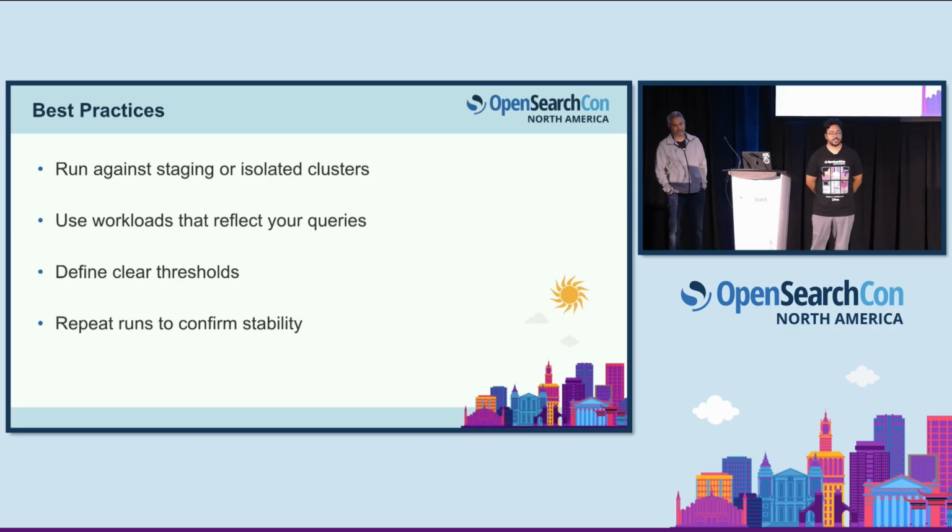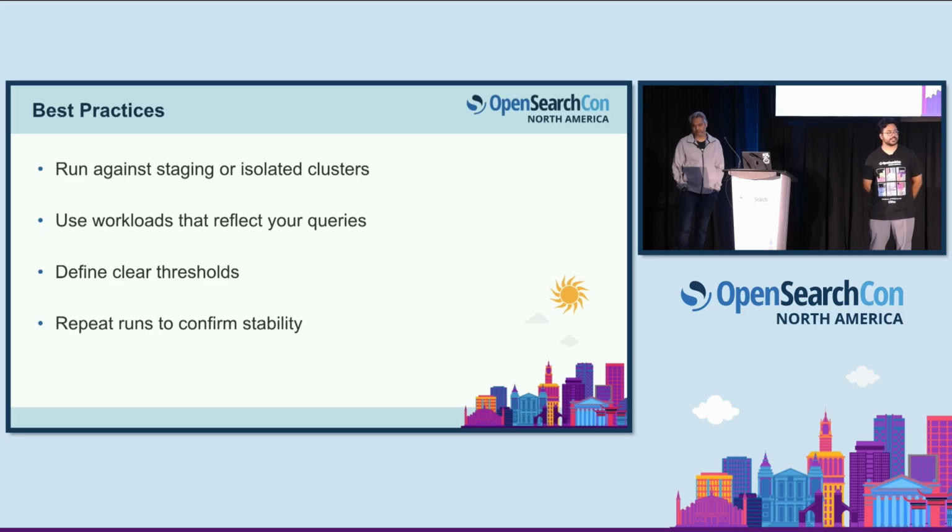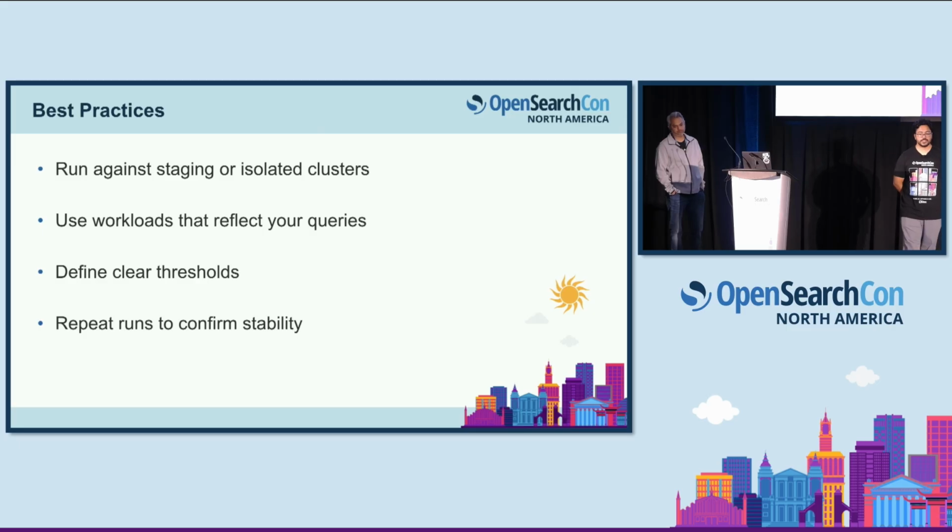We've got a few best practices here, just some high-level tips. We recommend running against staging or isolated clusters, to help reduce any outside noise that might affect the test. Use workloads that reflect your queries. This is a little more obvious, but you definitely want to reflect your production environment as best as you possibly can. Have clear thresholds defined, so if you have any SLAs that you need to meet, you should have those ready before running the test. And then repeat runs just to confirm that your cluster is actually stable at that level.